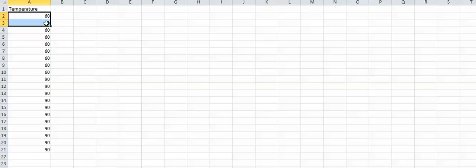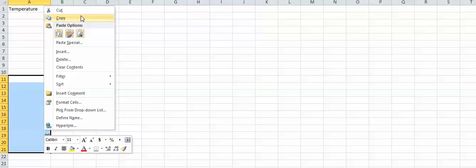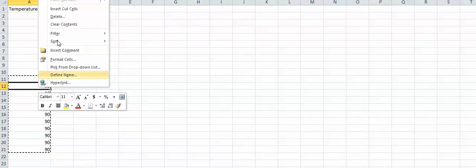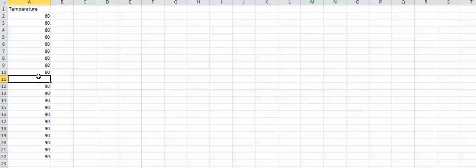So these are my 10 people who were assigned to the 60-degree room. These are my 10 people who were assigned to the 90-degree room. And 1, 2, 3, 4, 5, 6, 9. That's actually only 9, so I need to add one more. 1, 2, 3, 4, 5, 6, 9, 10. So now it's 10 and 10.